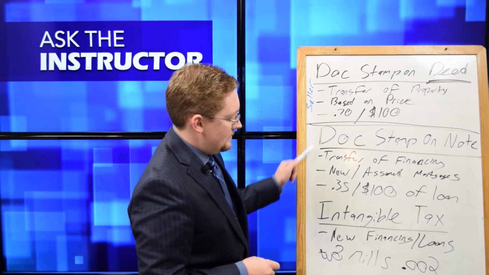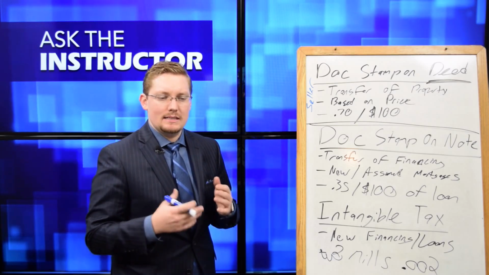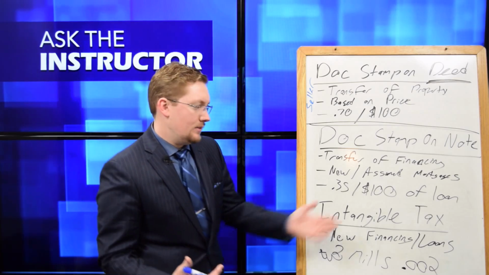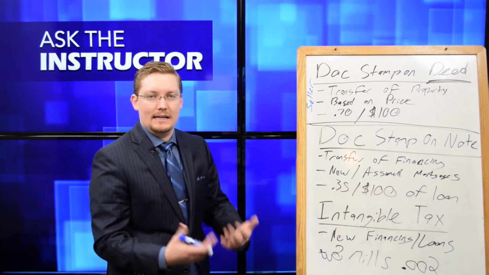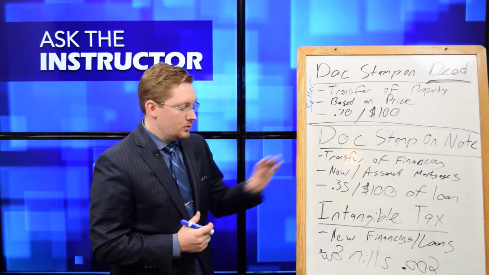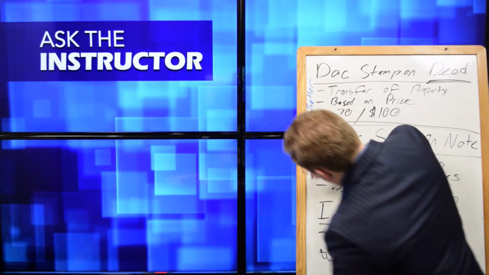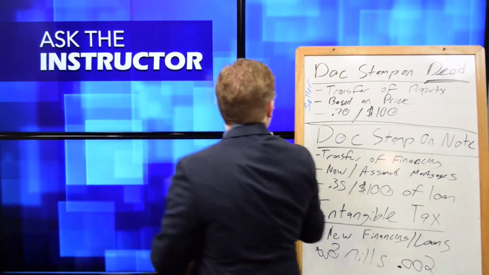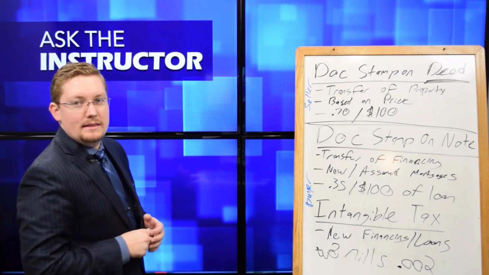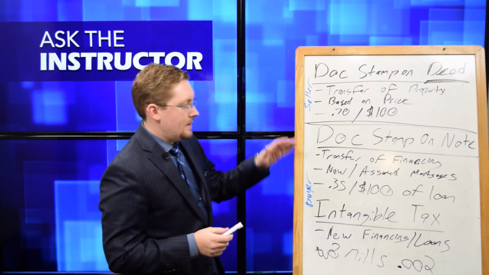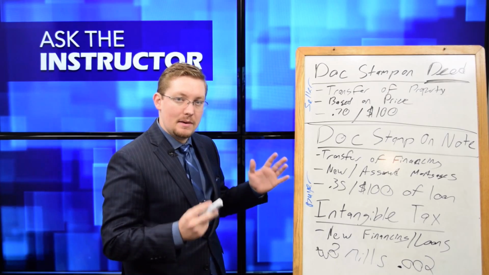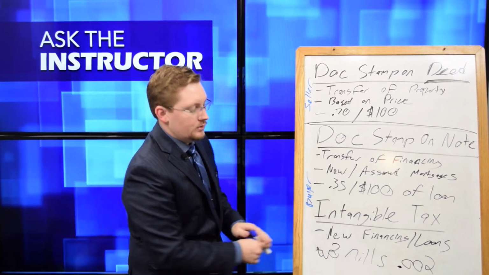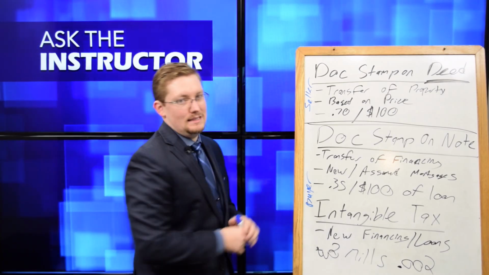And then for all of our doc stamps on the note and the intangible tax, this is based on the financing. And whose financing is this? Or even if it's an assumed loan, who's taking over this financing? Whose financing is it going to be? It's the buyer's. So these two costs are typically associated with our buyer. So our seller is going to be having to pay the doc stamp on the deed in most cases, and our buyer has to pay the doc stamp on the note as well as the intangible tax, depending on whether it's an assumed or new mortgage. Again, if it's assumed, you're only charging the doc stamp on the note. If it's new, you're going to be charging the intangible tax as well as the doc stamp on the note.